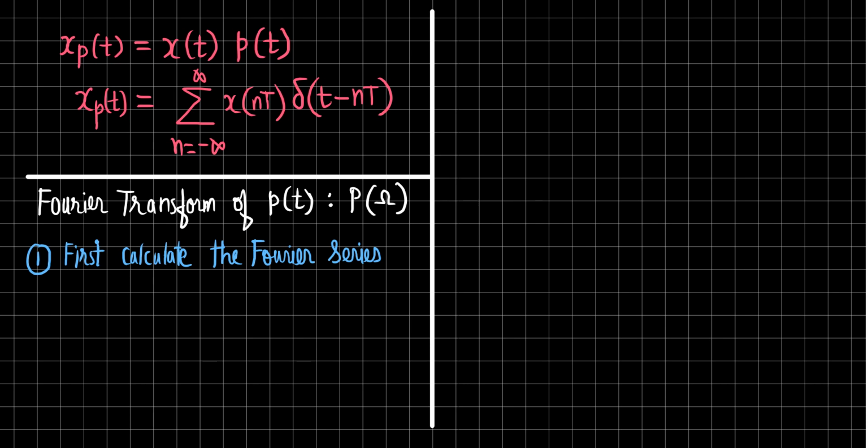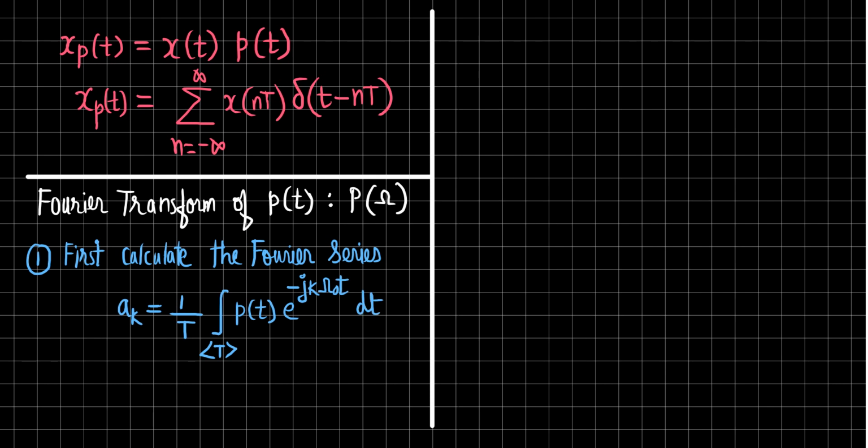So that is going to be Ak. We know from the formula of Fourier series, it is going to be 1 upon the period. The period is capital T. Integration over a period T of this signal P of t, e power minus j k omega naught t dt.